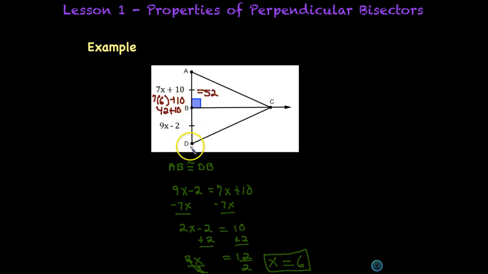Since I know that both these sides are congruent because of the theorem, I know that 9x minus 2 will have to equal 52 as well. I can test that out by plugging in 6. 9 times 6 is 54, and 54 minus 2 is 52.